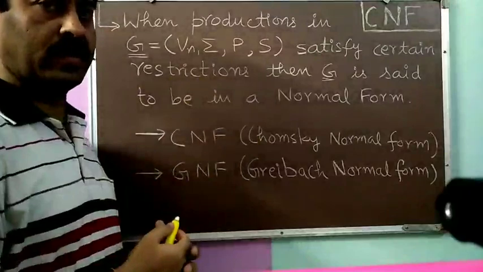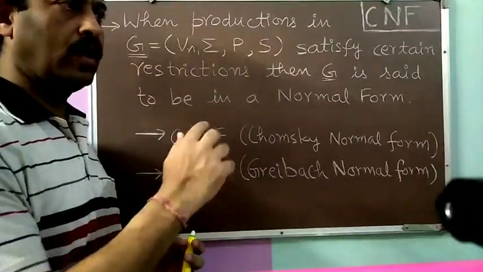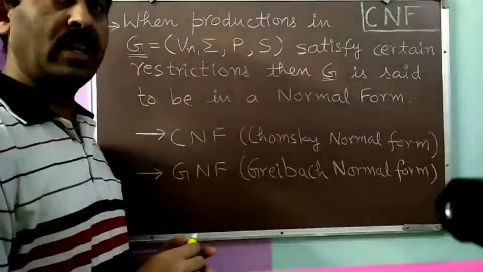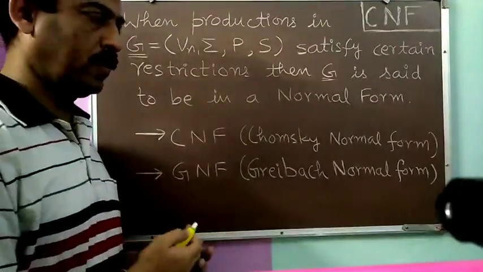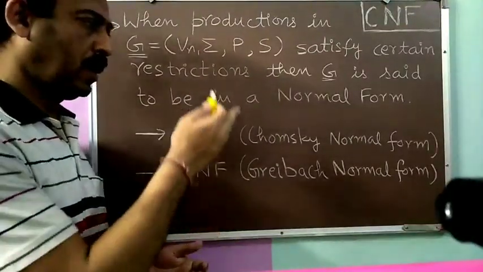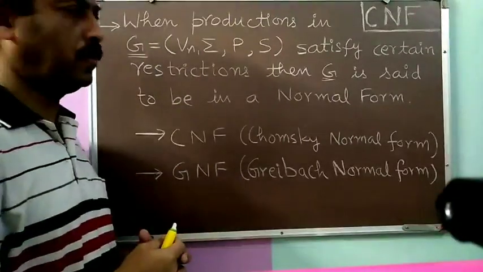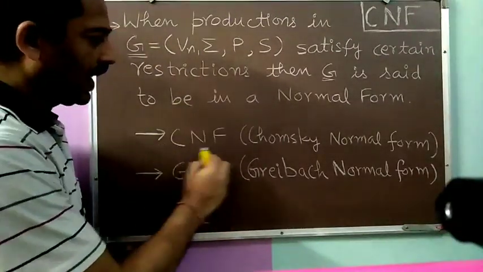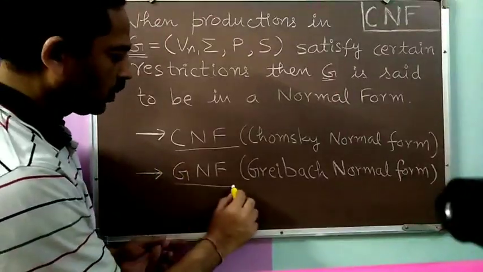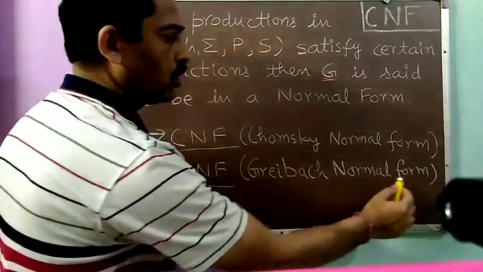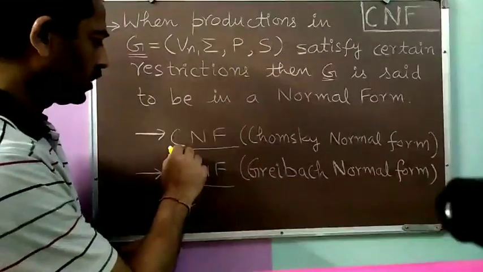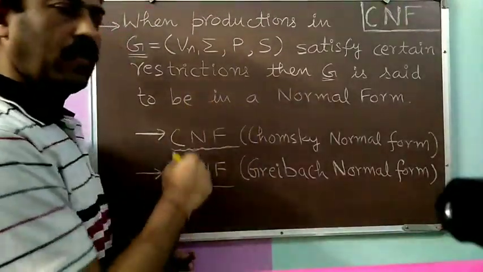Now when we put restrictions over our productions, this simply means that the right hand side should not be anything; it will be only the desired format which we want on the right hand side of each production. Such restrictions we will be putting on the productions of our grammar. We will basically be discussing two kinds of normal forms. The first normal form is called CNF, Chomsky normal form. And the second normal form is called GNF, Greibach normal form. These two normal forms we will be discussing in the CFG. In today's session, we will be stressing the Chomsky normal form, that is the CNF.